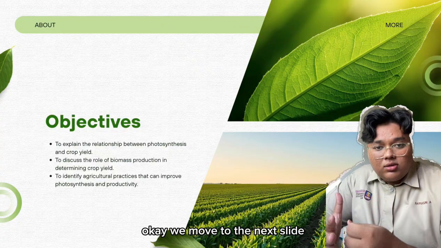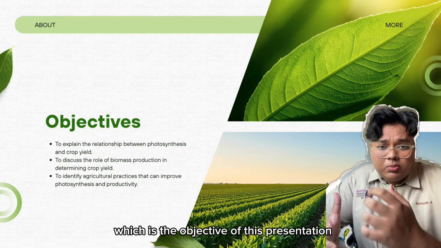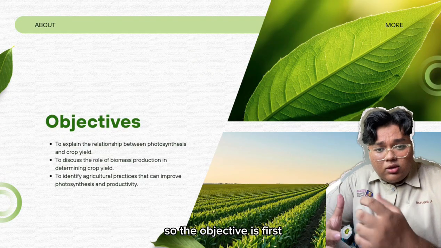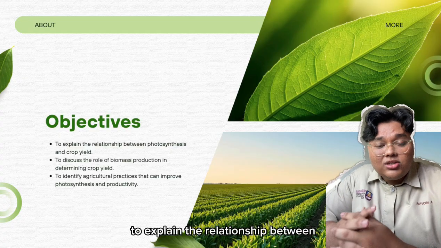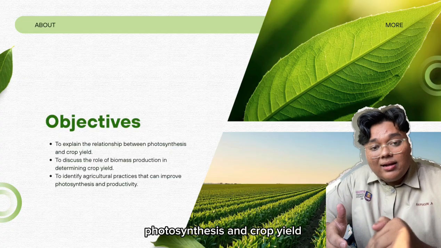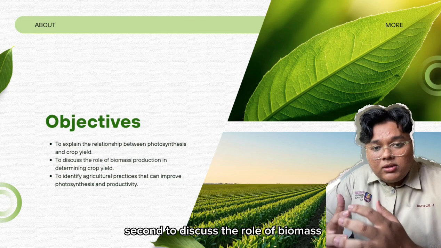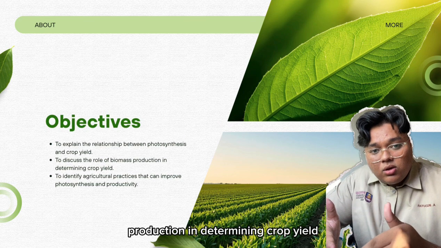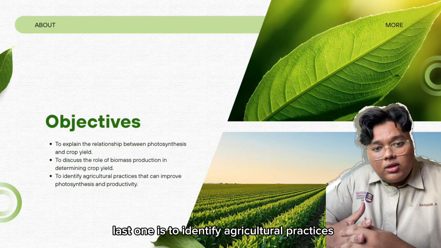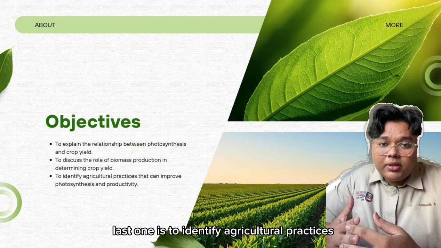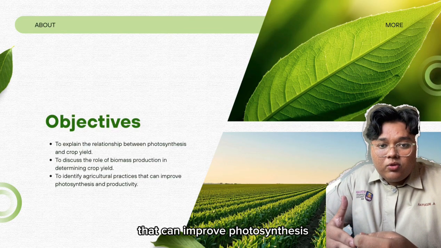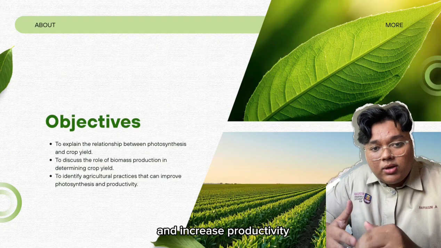Okay, we move to the next slide, which is the objective of this presentation. So, the objectives are, first, to explain the relationship between photosynthesis and crop yield. Second, to discuss the role of biomass production in determining crop yield. Last one is to identify agricultural practices that can improve photosynthesis and increase productivity.